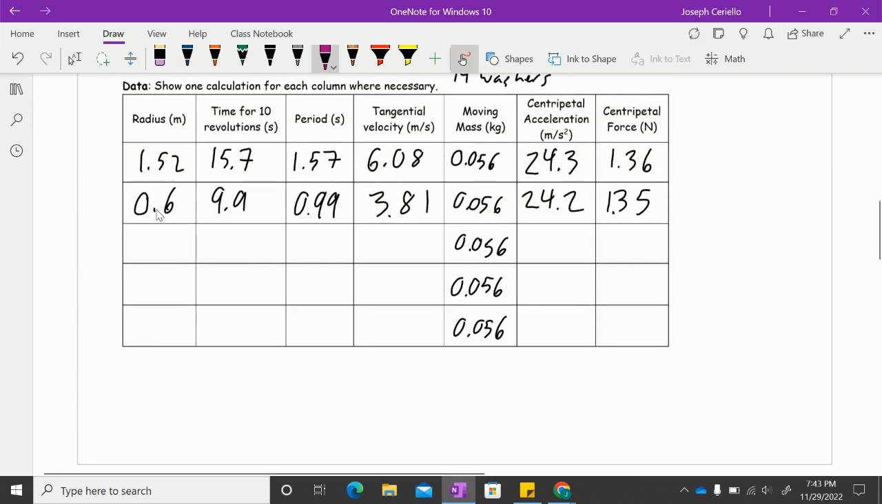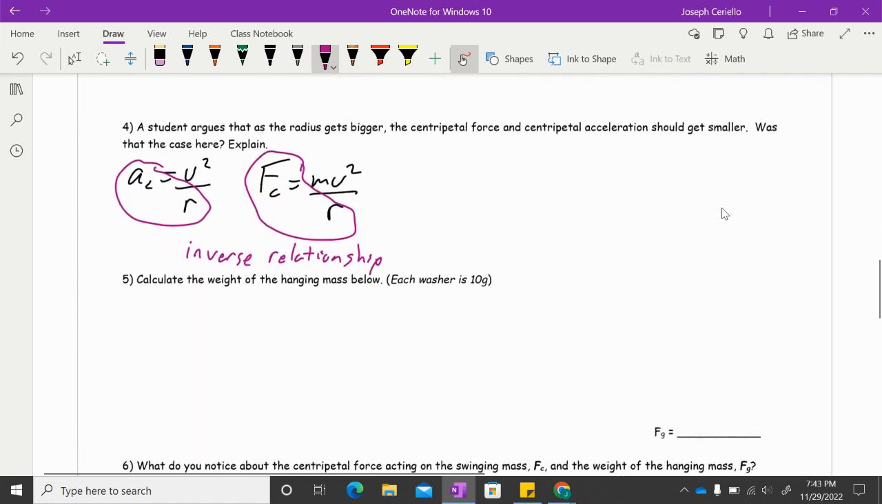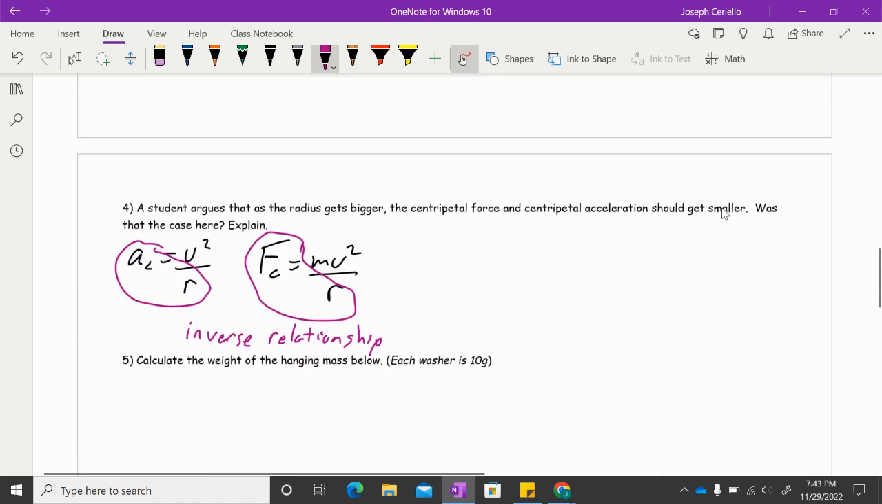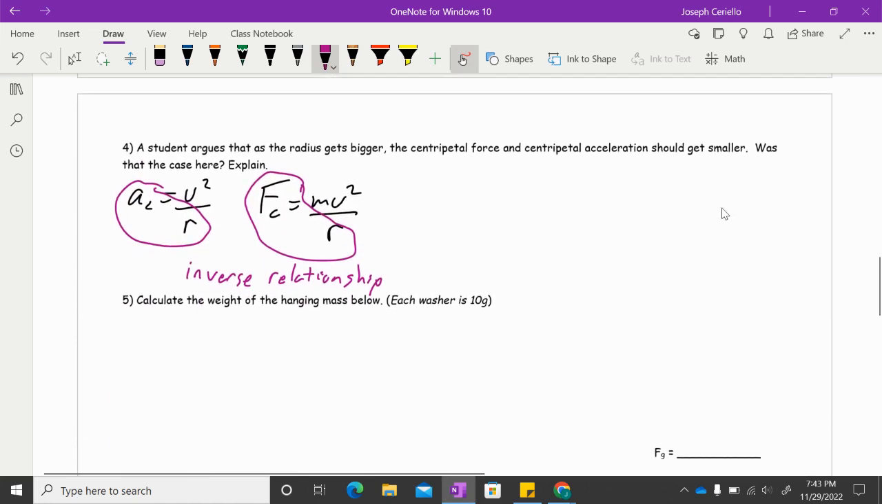But let's look at this. Well, what it looks like to me is that despite the radii being very different, the centripetal accelerations and centripetal forces are basically the same. Okay, there's some rounding there, but they're basically the same. Why is that? Well, it's true that there's an inverse relationship here, but this assumes that the velocity is held constant.